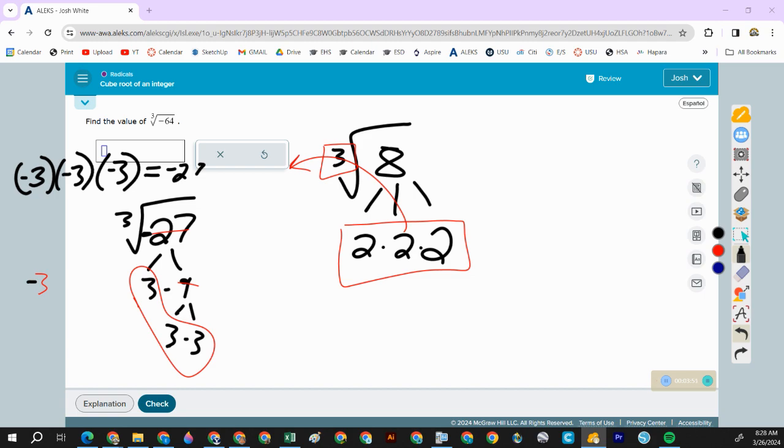What if I had a fourth root? Could I take the fourth root of a negative? No, that would not be real. What about a fifth root? Yes. So if the root is odd, the negative can come out.